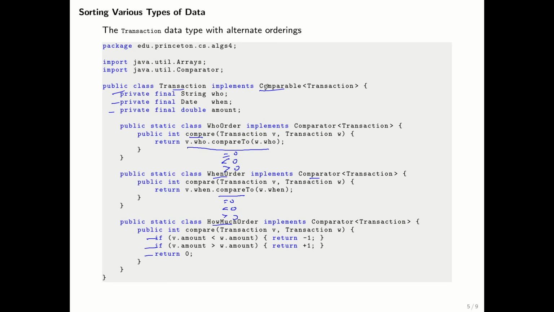And in addition, there is also an implementation of the compareTo method, which is part of the Comparable interface. Okay, and it's because of this implementation that we are able to sort an array of Transaction objects in different ways, by the name, by the date, and also by the amount.